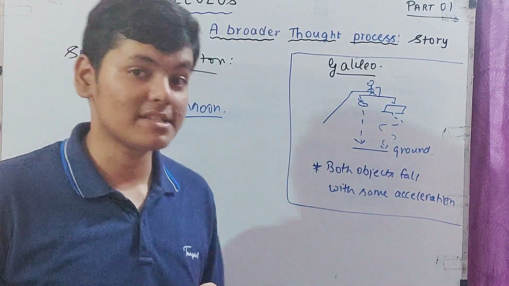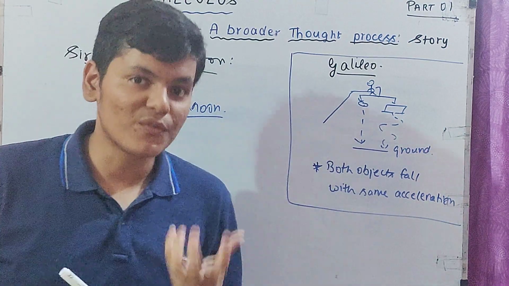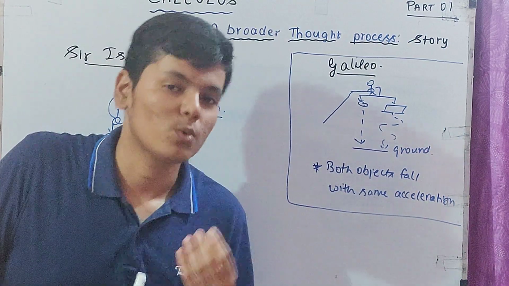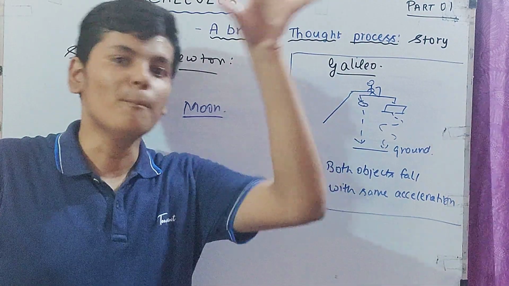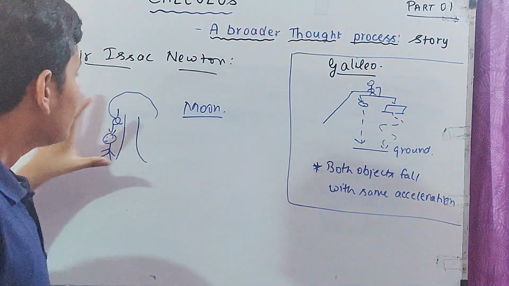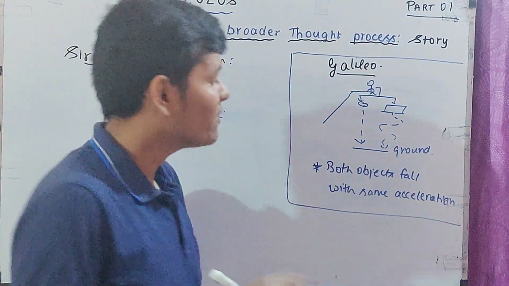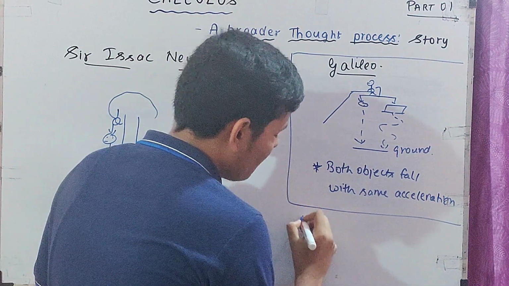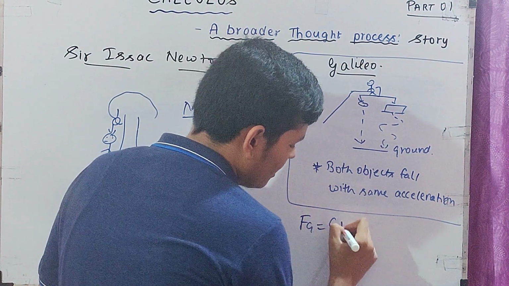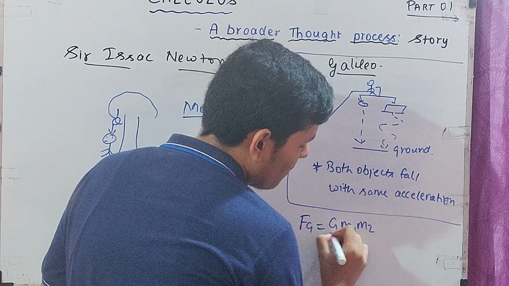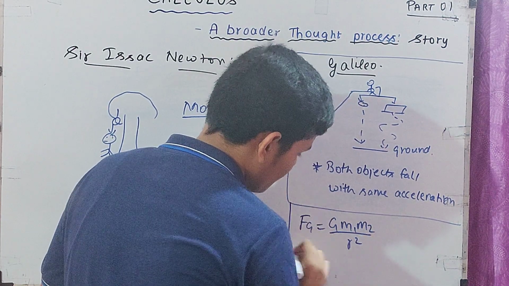Now the question which arose in his mind was: if the earth's force is able to pull a small apple, why is it not able to pull a large moon? Now this is the concept of gravitation. Let us write down the formula of gravitation which we know. The formula of gravitation is G m1 m2 by r square.